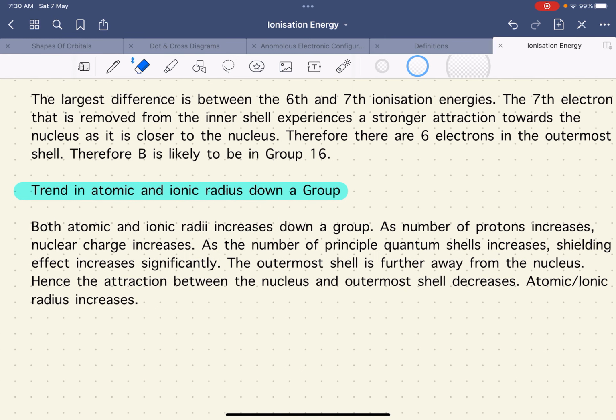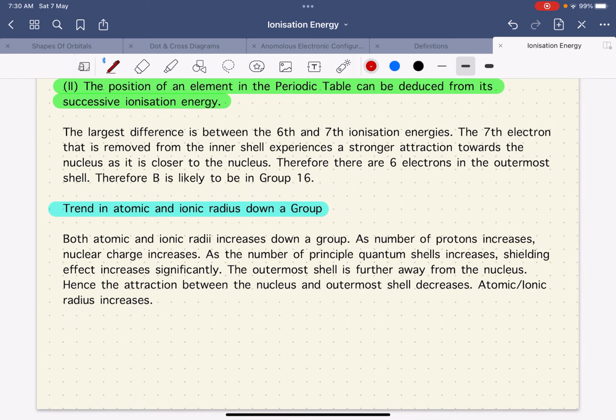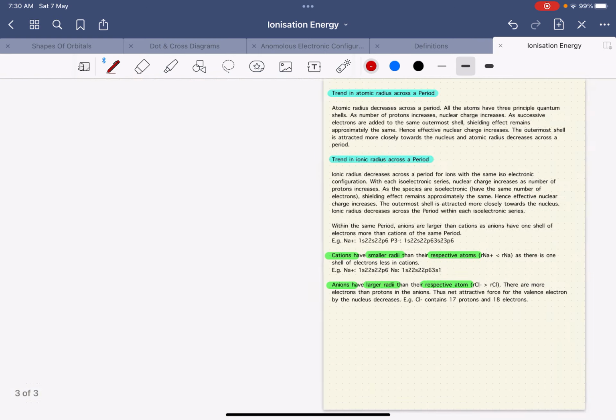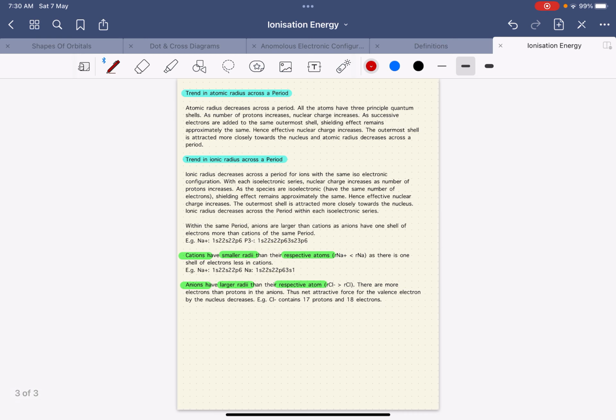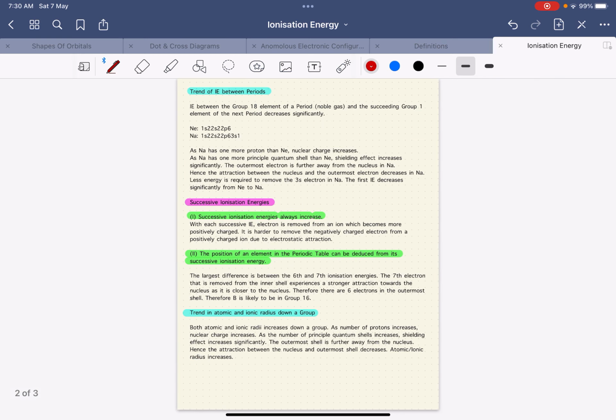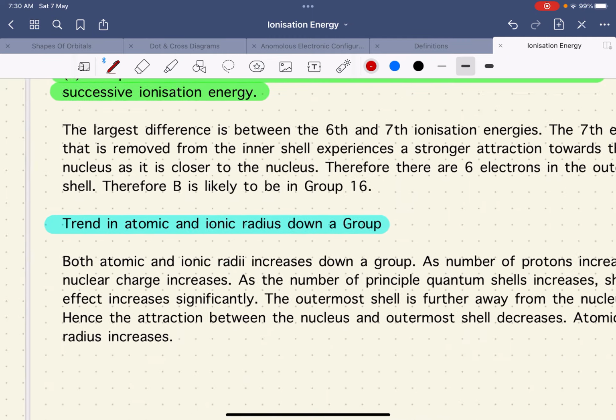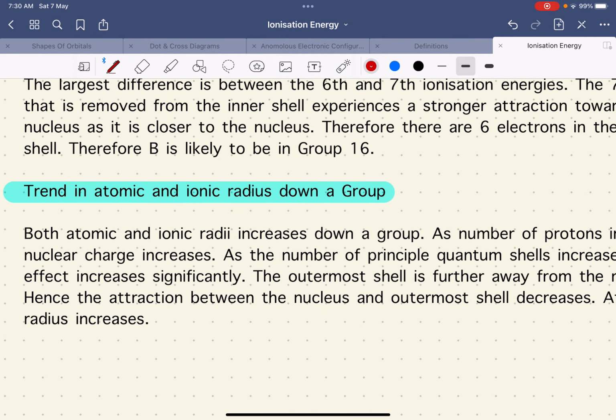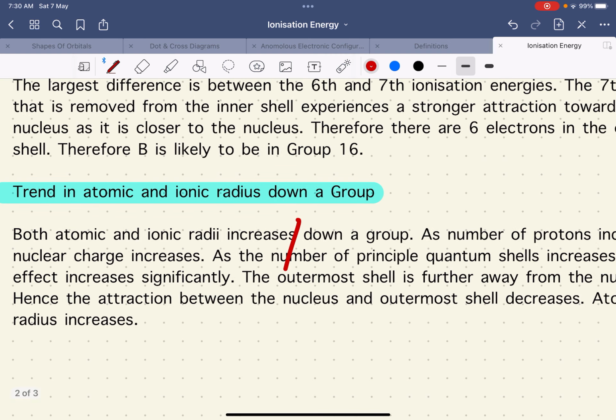Now let's look at the trend in atomic and ionic radius down the group. This one is relatively simple except for the concept of ionic radius and atomic radius. They are different across a period. Now let's look at the trend in ionic radius down a group. Both atomic and ionic radii increase down the group. Why is this the case?